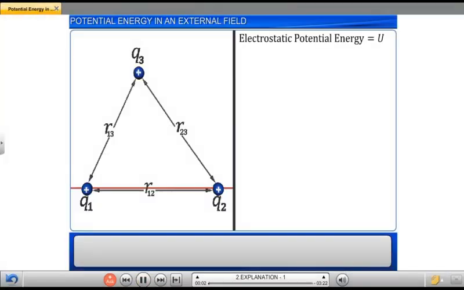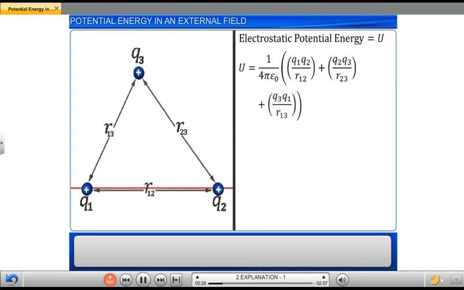We know that electrostatic potential energy, U, for a system of three charges, Q1, Q2, and Q3, can be calculated using the formula U is equal to 1 by 4 pi epsilon naught into Q1 Q2 by R12 plus Q2 Q3 by R23 plus Q3 Q1 by R13, where R12 is the separation between Q1 and Q2, R23 is the separation between Q2 and Q3, and R13 is the separation between Q1 and Q3 respectively.